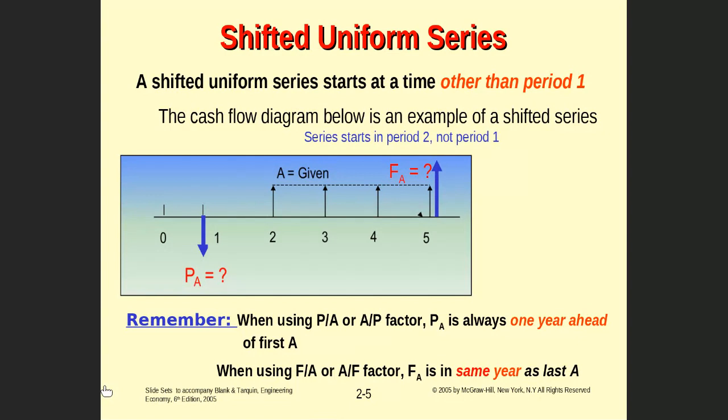Muhammad Al-Sharif. Doctor, the same table, I want you to find P given A. P given A, 10% for 10 years. 6.145. Excellent. Thank you, Muhammad.